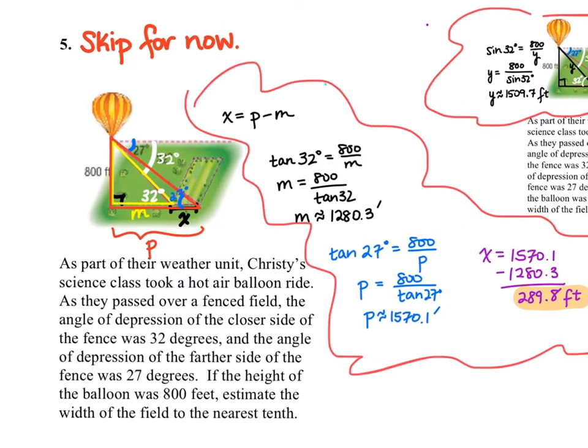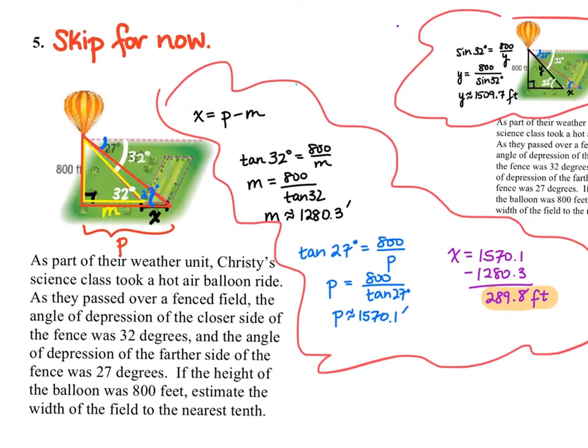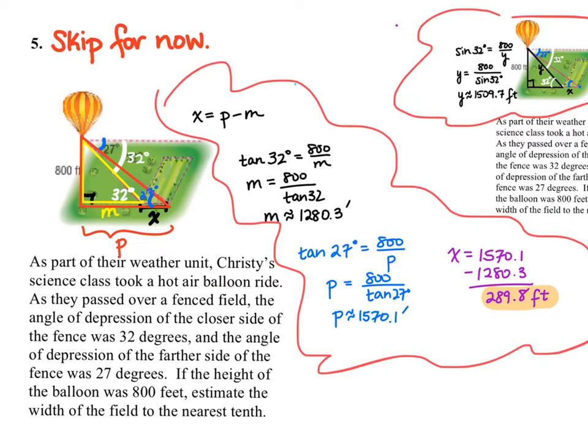Okay, so for the first method here, the big right triangle minus the small right triangle is going to give us the length that we're looking for. We are trying to figure out the width of the field. The x is what we're looking for. So we're using the big right triangle's side minus the small right triangle's side, which is here, and that will give us the x that we're looking for. So x is equal to p minus m.